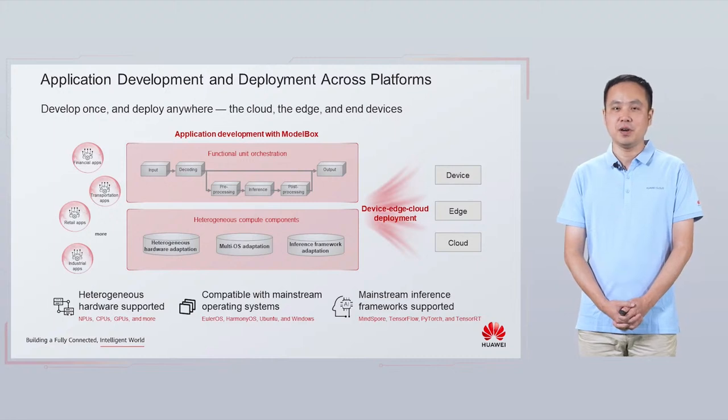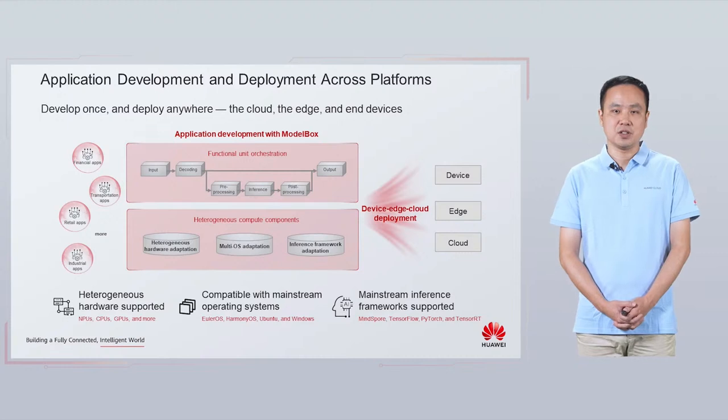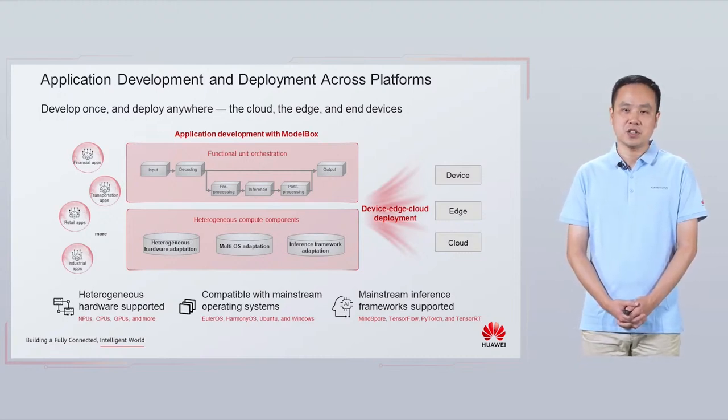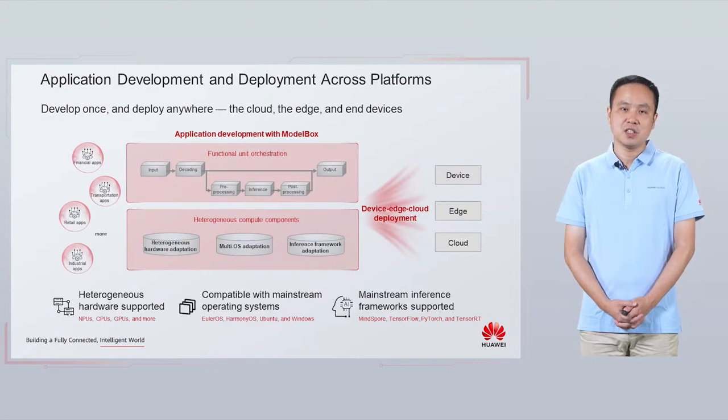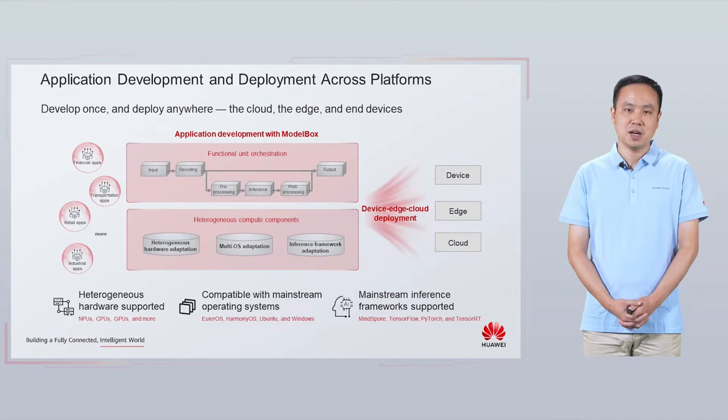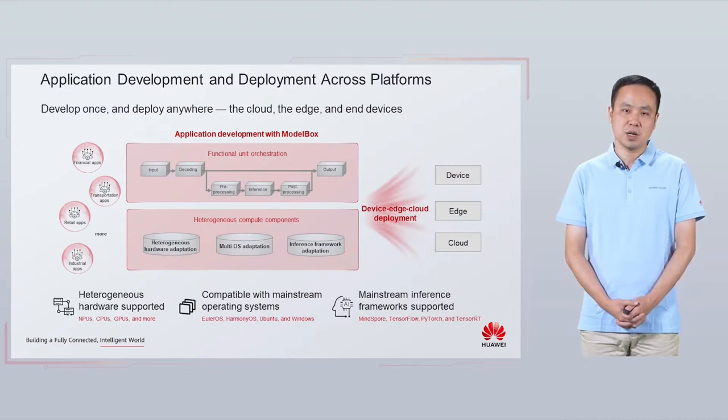To make AI development simple and efficient, we provide the graph orchestration mode. All APIs are encapsulated as functional units. You just need to orchestrate these units as required. For some common inference scenarios, we provide plenty of pre-configured functional units, so you can develop a complete application with low code or even no code. ModelBox functional units can be used to decode high-performance images, pre-process images, and perform AI inference and computing. These units shield the differences between different hardware, operating systems, and inference frameworks, and provide unified development APIs. In other words, you just need to develop an application once, then you can deploy it anywhere without any modification.